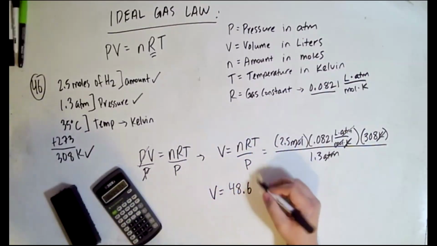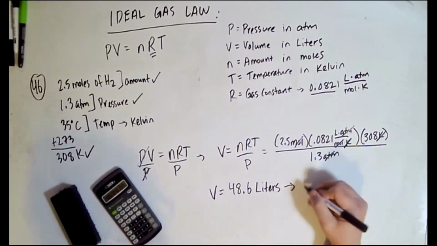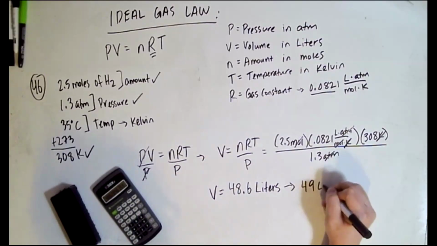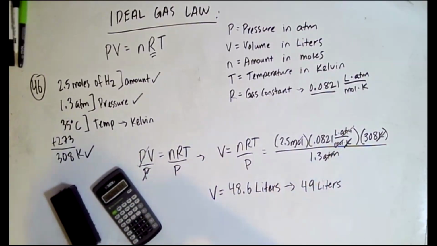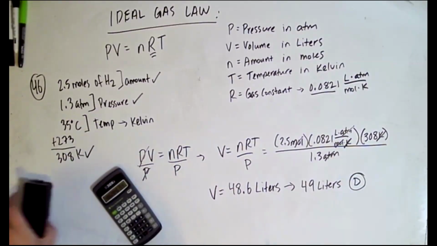And we get a volume of 48.6 liters, which we can round to our 2 sig figs. And that's going to be answer choice D.